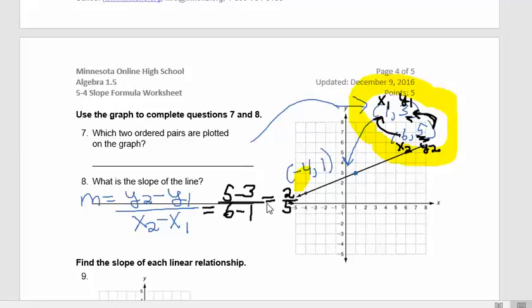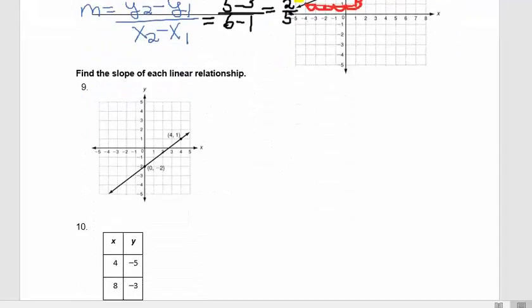Now you could also find the slope of this one, because there is a graph for it, by sketching out a slope triangle. You would go straight across and then straight up, and then the rise is 1, 2, and the run is 1, 2, 3, 4, 5. So there you go. All right, let's see what else is on this worksheet.